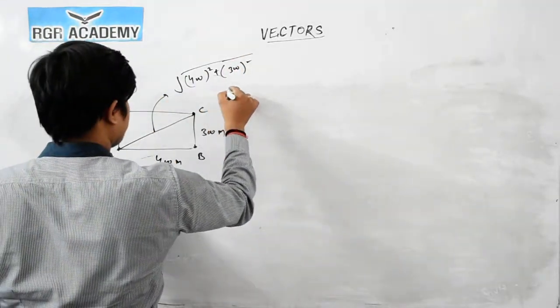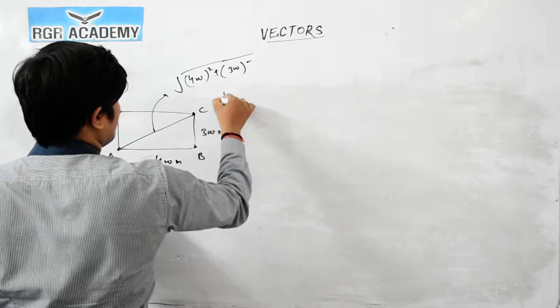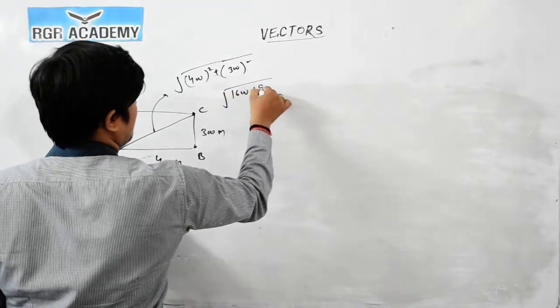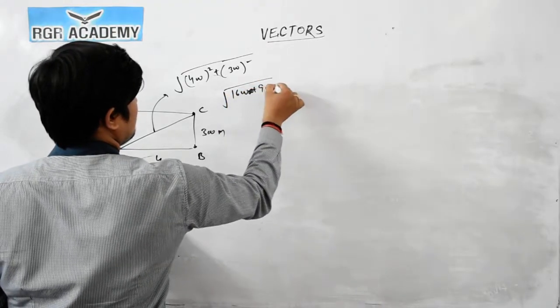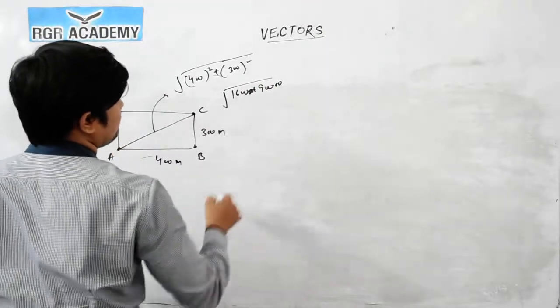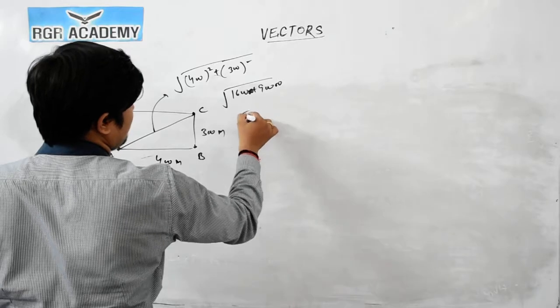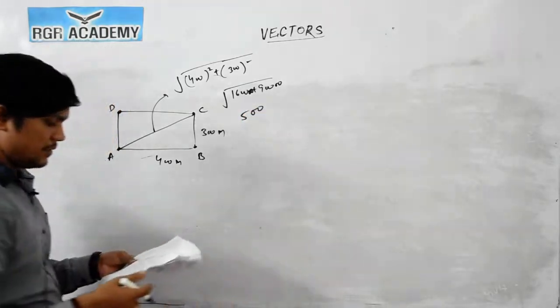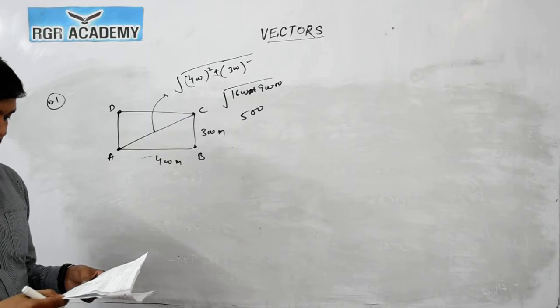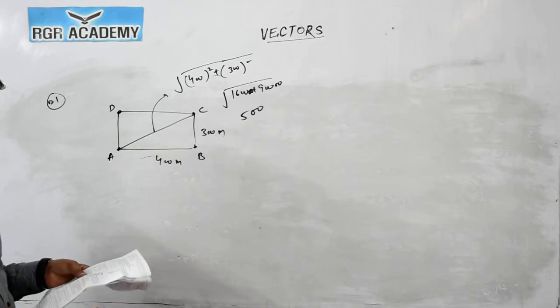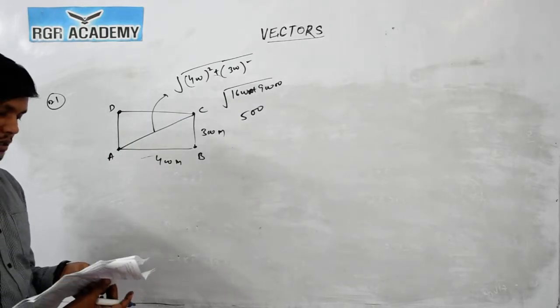So that is the square root of 160000 plus 90000, which gives 10 to the power 2 times 5, so 500 meters will be the displacement. Displacement is 500 meters. So already we got the answer.